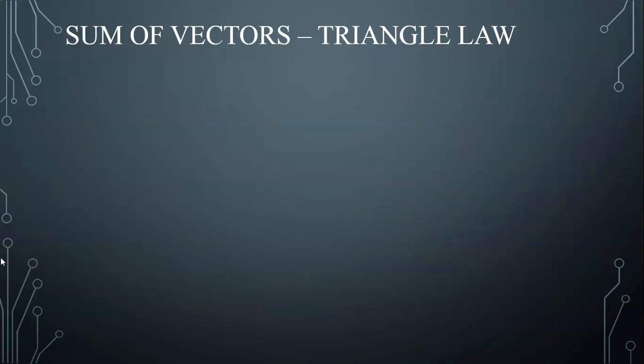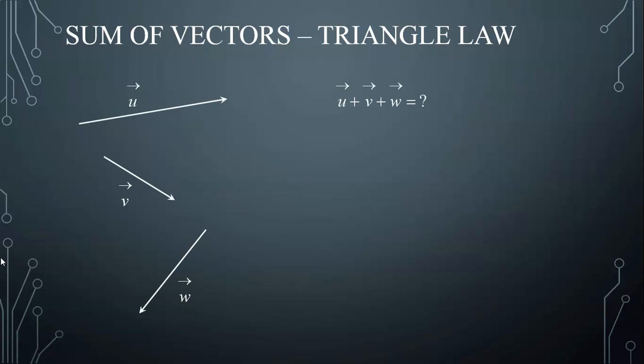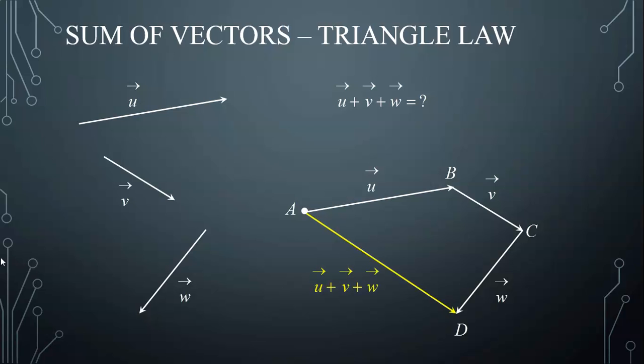Let us take it further by adding three vectors, u, v, and w. Again, starting from any point, I move along the displacement u, then along the displacement v, then along the displacement w. Naming the points A, B, C, and D, the vector sum resulting from adding u, v, and w would be vector AD. Let us see why.